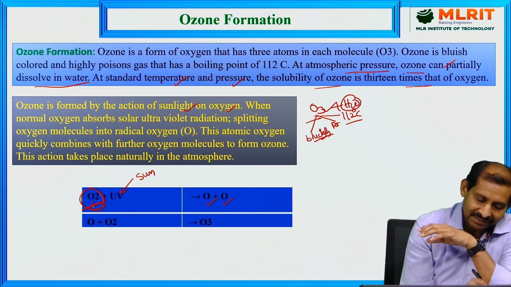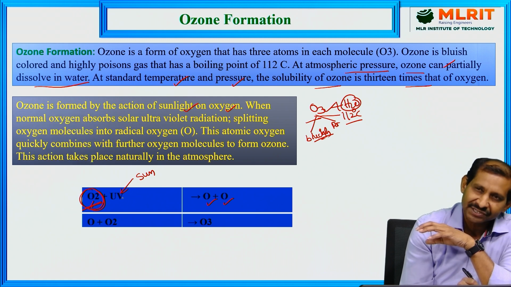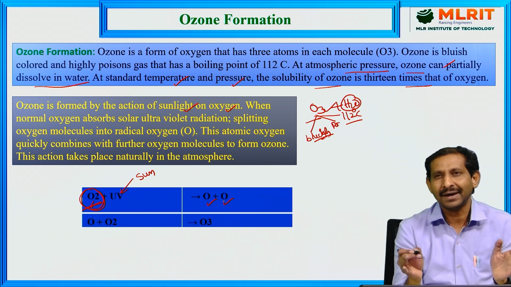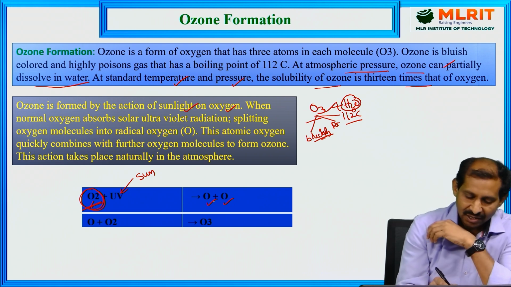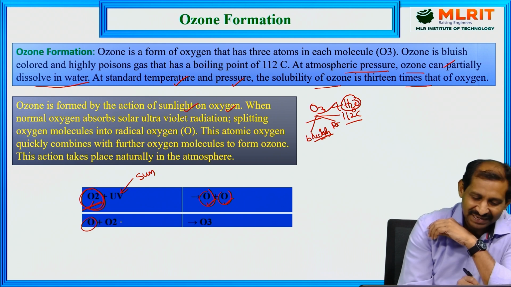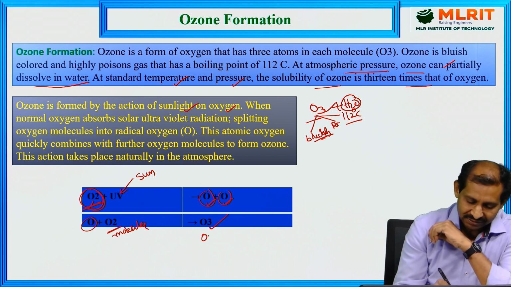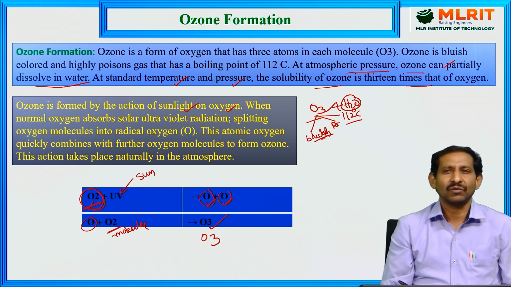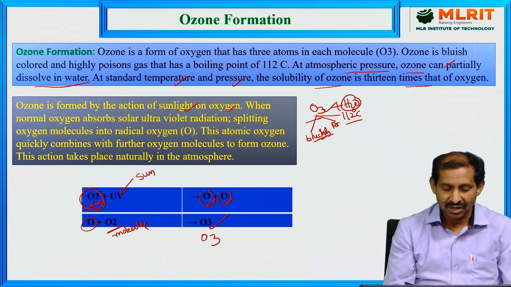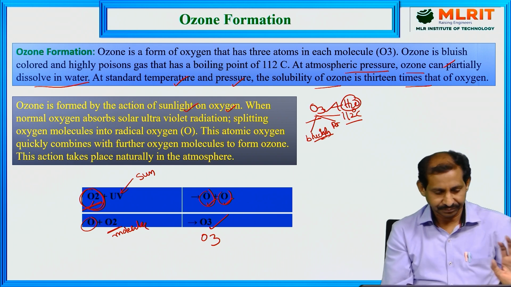Once the oxygen molecule takes the solar radiation, the UVB radiation from the sun, it splits into free atoms of oxygen. The free atoms of oxygen immediately combine with further oxygen molecules to produce ozone. So here the ozone, that is the O3 layer, is formed. O3 is the gas that is formed. This is the formation of ozone in the atmosphere.